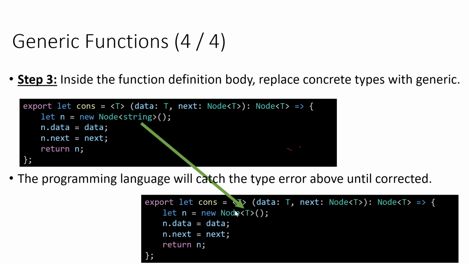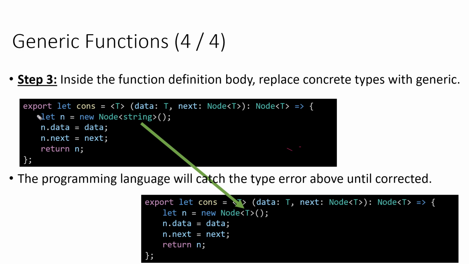Finally, inside the function body, and this won't actually be true in our includes example, but if we used a type inside of our function body that needed to be generic, we would need to change it as well. So for example, the generic cons function that we've been using so far, cons is generic for any type T, and its first parameter data will be of type T, and next will be node type T. It's going to return a value of node type T.